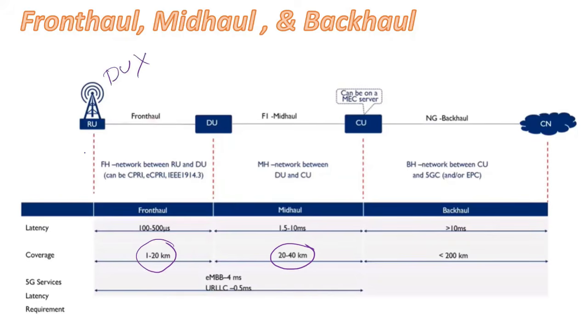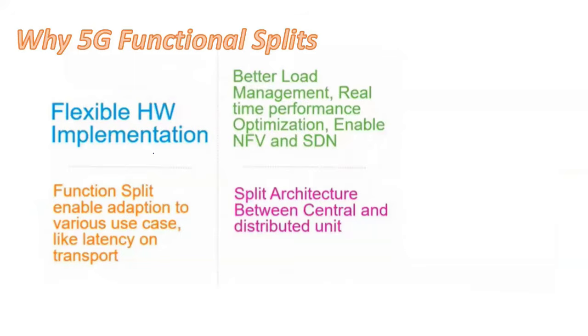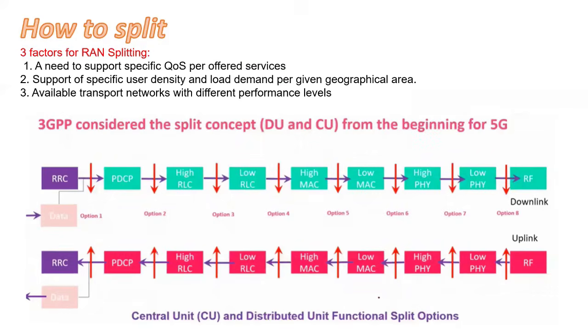So there may be some distance between RU and DU. Okay. So why do we need function splits? As I said earlier, we have flexible hardware implementation. It will improve latency. It will have better load management, and we have split architecture between CU and DU. So how to split and why do we need to have a split? These are the three factors for the RAN splitting.